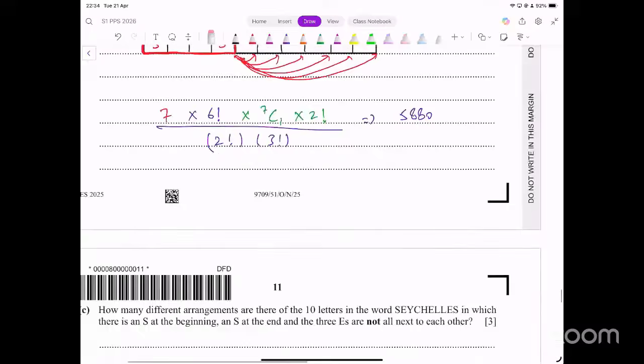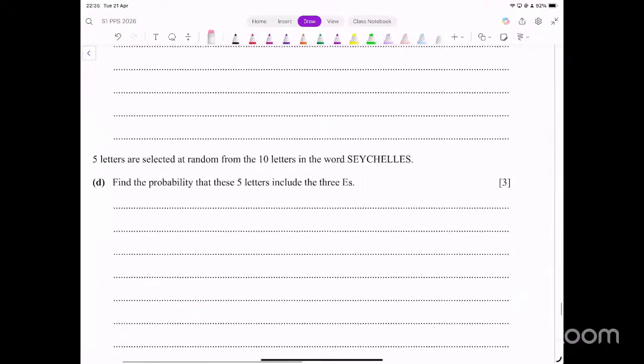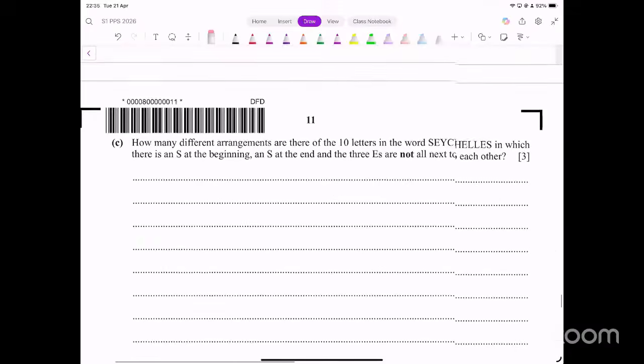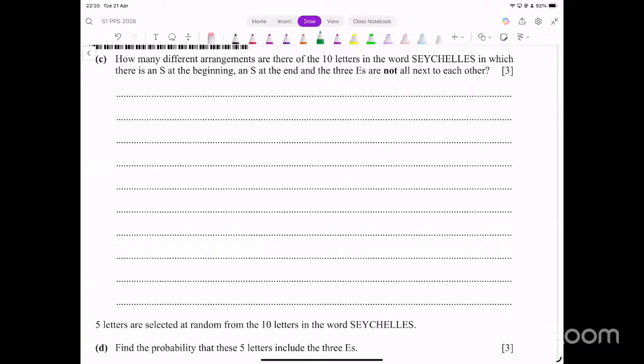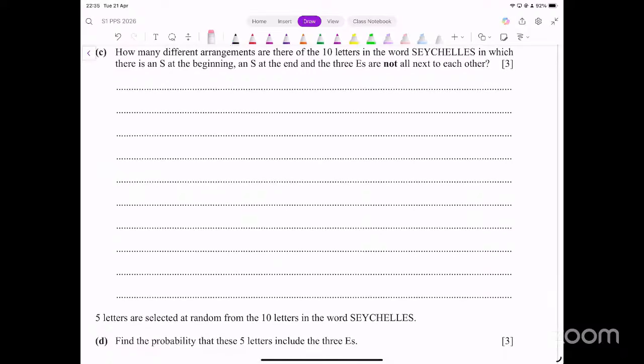Okay, all right. Oh, there are two more parts. Wow. Okay. How many different arrangements are there of the 10 letters in this word in which there is an S in the beginning and S at the end, and the three E's are not all next to each other? Not all next to each other. That's total minus together, right? Not all of them have to be together, but two can be together. That's allowed. So it's total minus together.